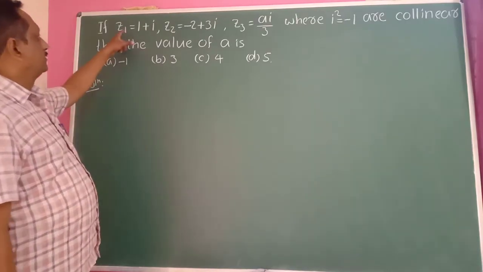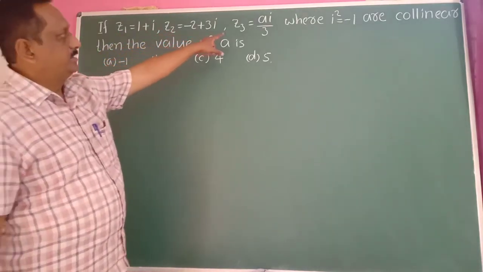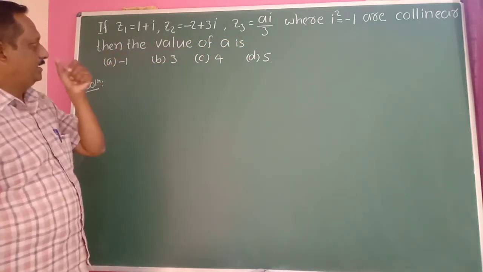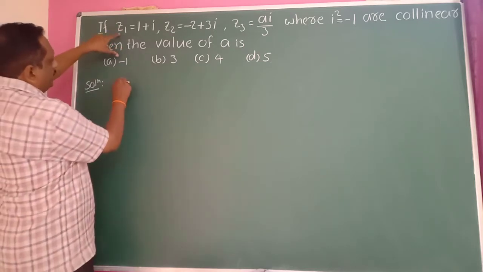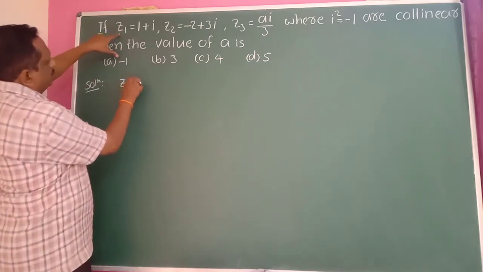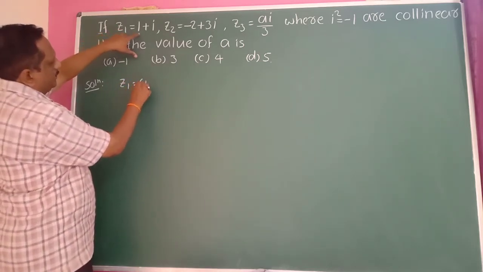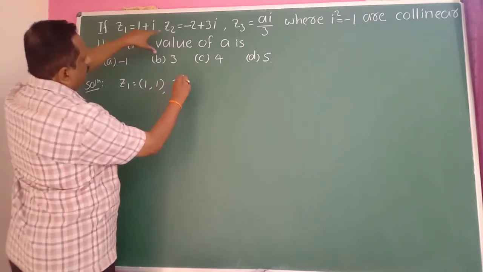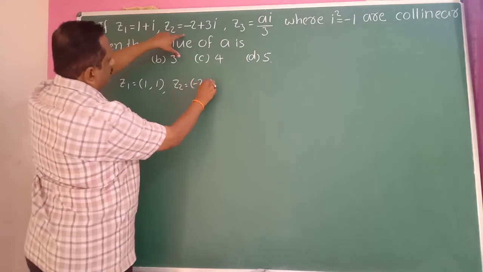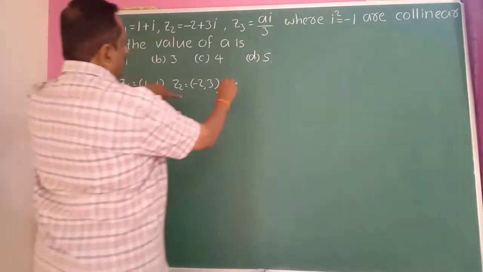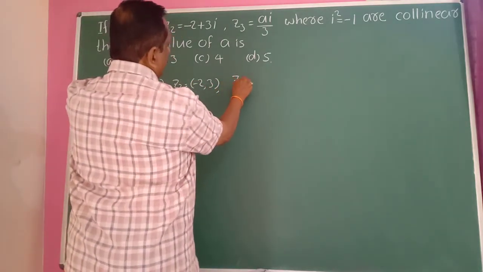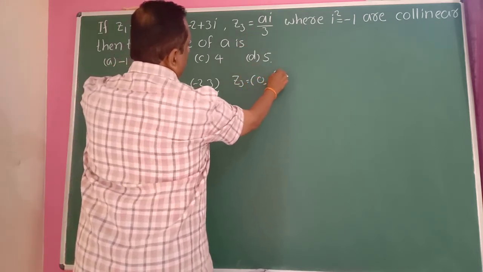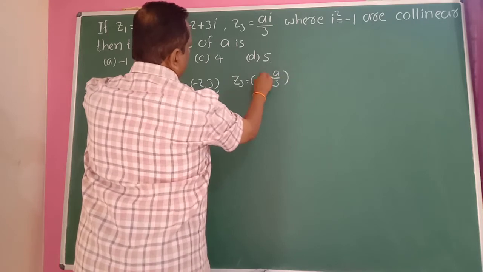Okay, here Z1, Z2 and Z3 are collinear points. Then what is the value of A here? Therefore Z1, 1 plus i, means (1, 1). And Z2 is the point (-2, 3), and Z3 has only an imaginary part, there is no real part, so (0, A divided by 3).